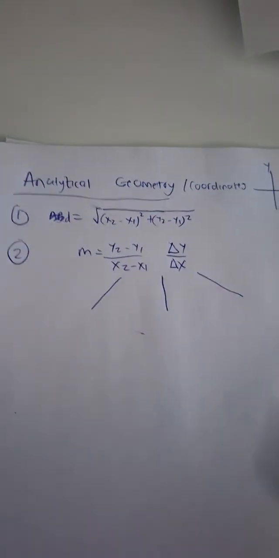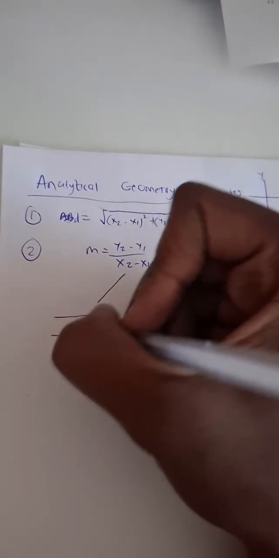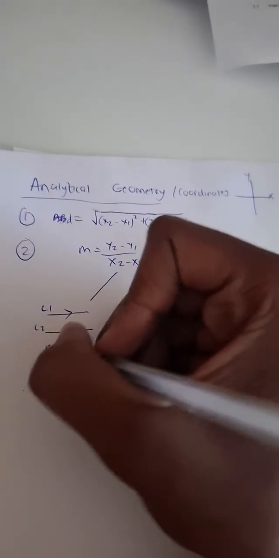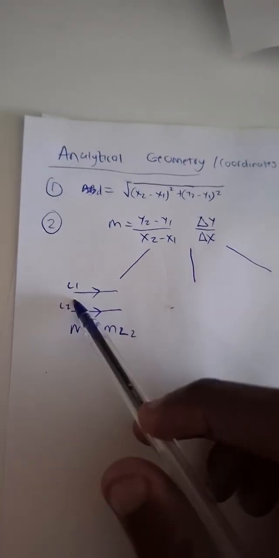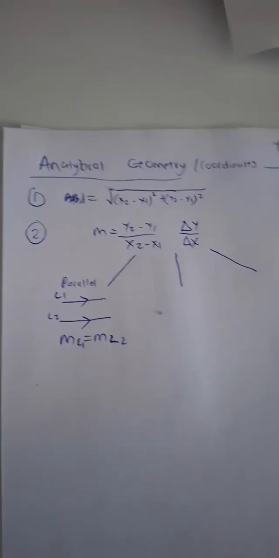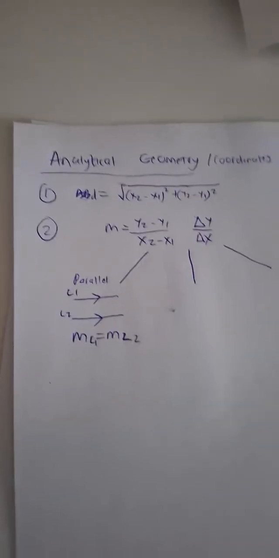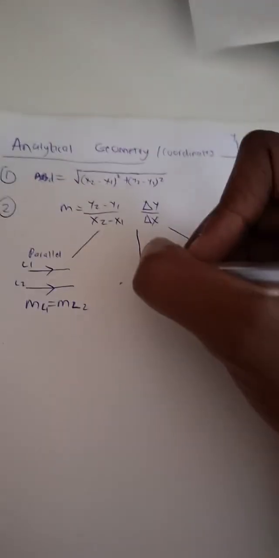This is very important. Under gradient, you also need to know that for parallel lines, if this is line 1 and this is line 2, parallel lines have equal gradients. So the gradient of line 1 will be equal to the gradient of line 2 for lines that are parallel. Parallel lines have equal gradients.